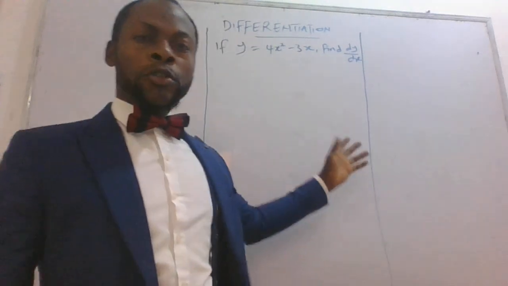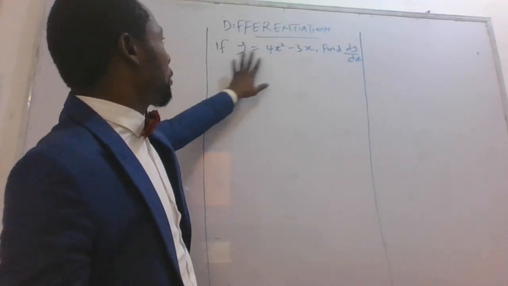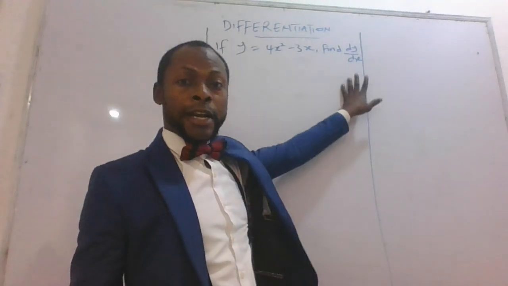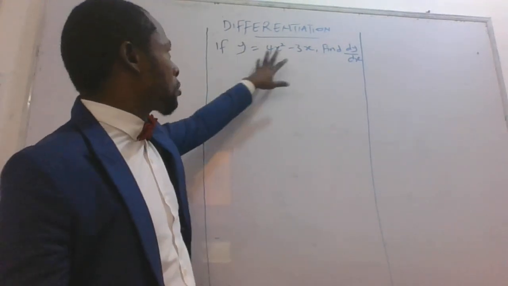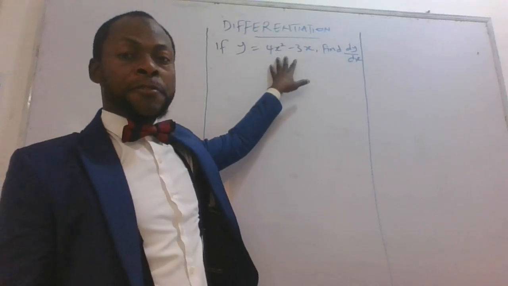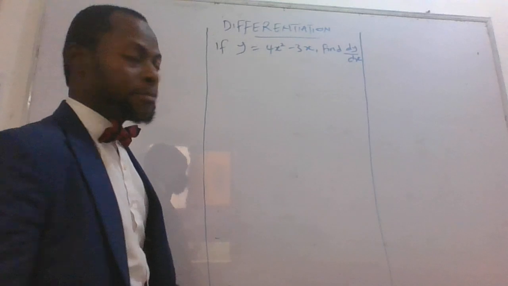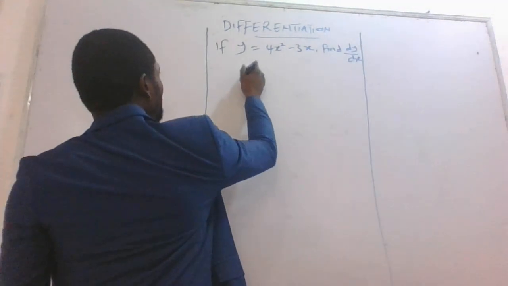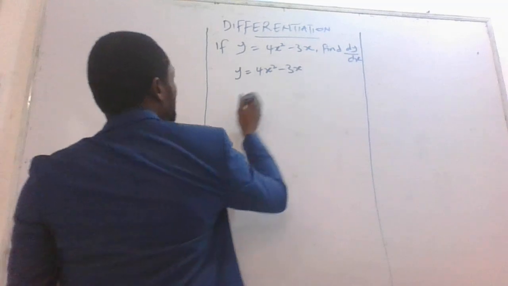So here I have a question on differentiation, and the question says: if y equals 4x squared minus 3x, find dy/dx. So we are differentiating with respect to x. So what do we do from here? It's very simple. We have y equals 4x squared minus 3x.